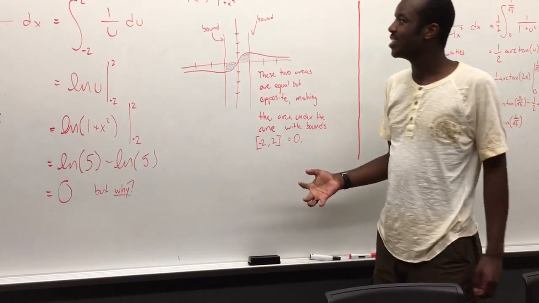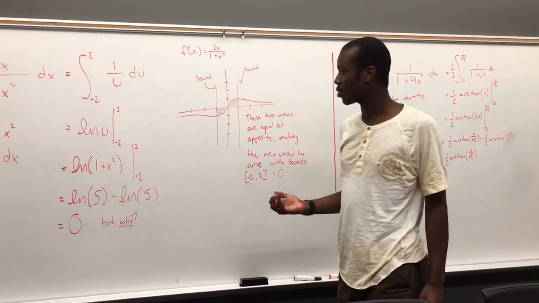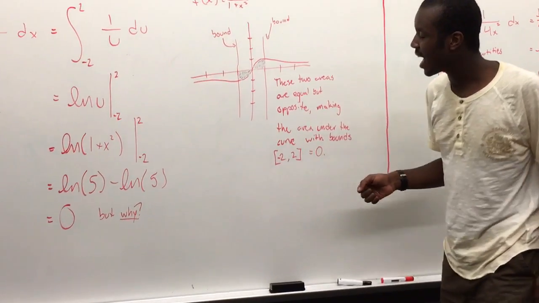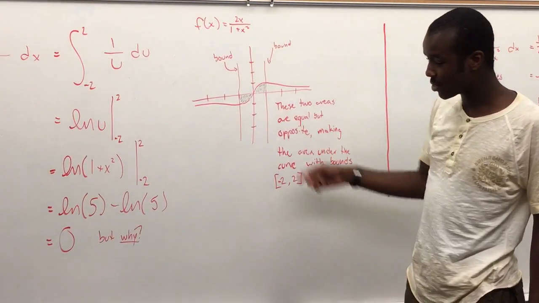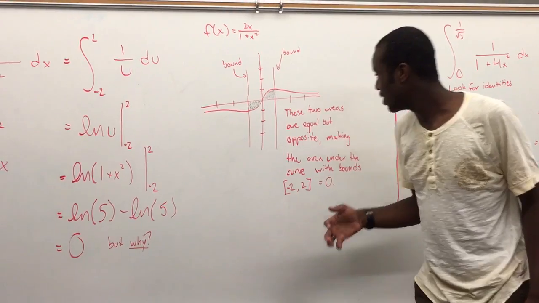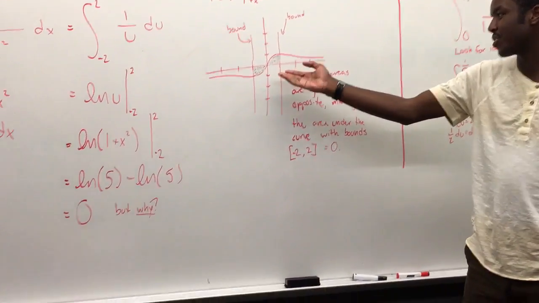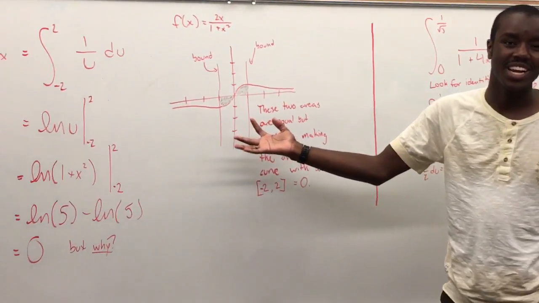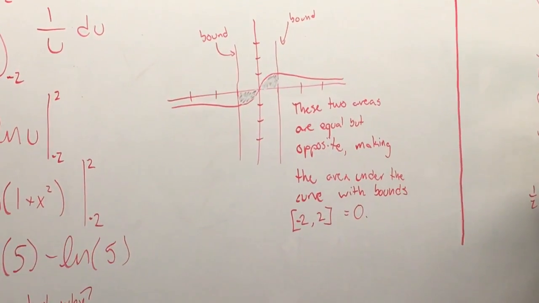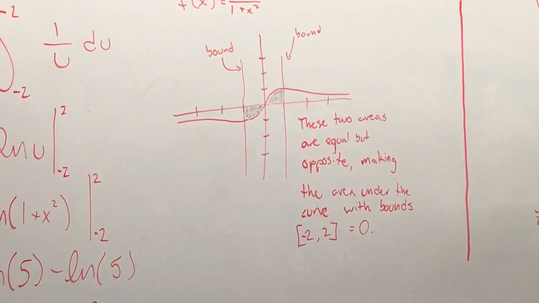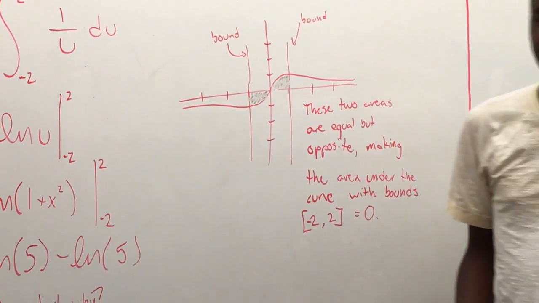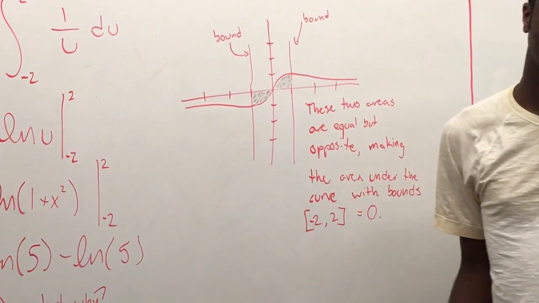our original function, 2x over 1 plus x squared, looks like this. And I've showed you our bounds here. So these two areas are equal but opposite, as I've showed here. I hope you can see the shading over here, making the area under the curve equal to 0. And that is how you solve this integral right here.